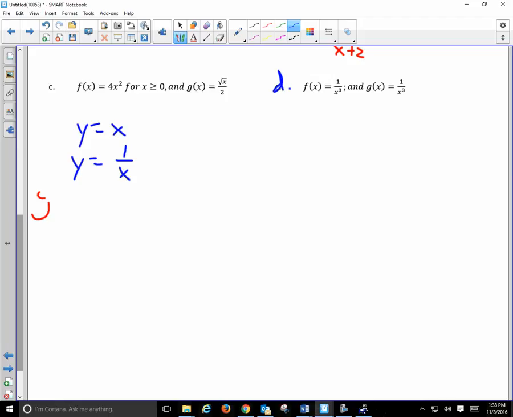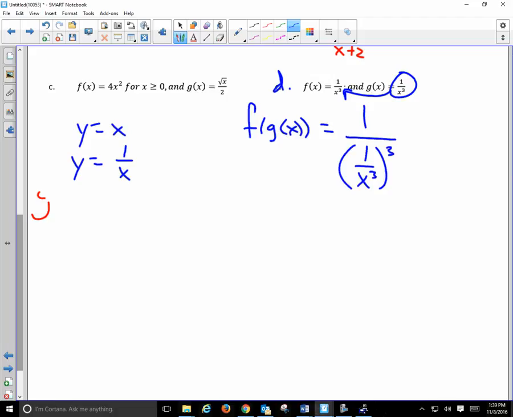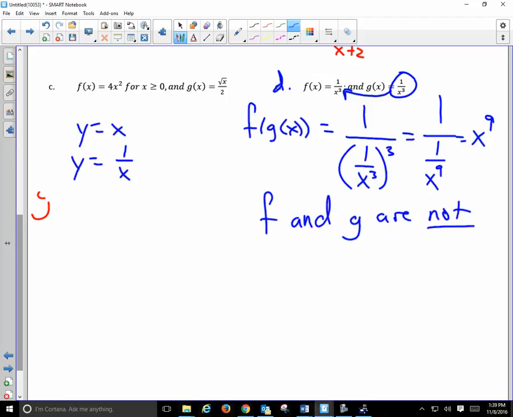So let's check to see if it works out. F of g of x. And I get 1 over x cubed quantity cubed. It'll be 1 over x to the 9th, which is x to the 9th. So did that work? So f and g are not inverses.